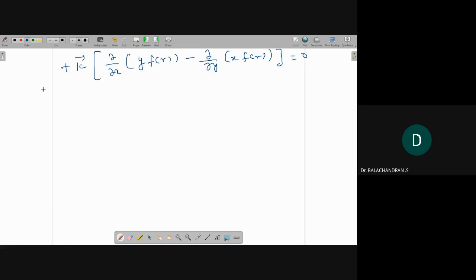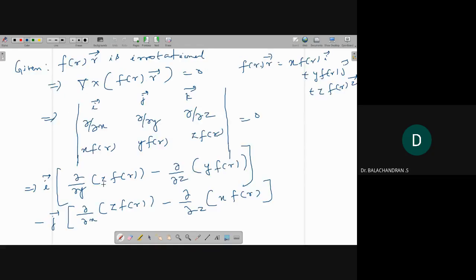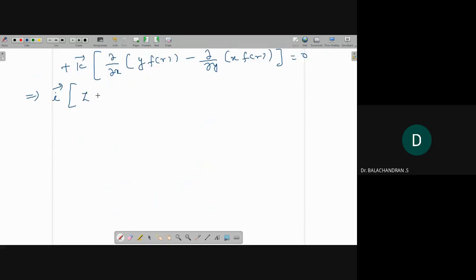Now you should differentiate partially. Okay. So first, I vector into, if you differentiate, this is z, this is y, so you should keep z as a constant. So z into f dash of r into dou r by dou y. So similarly, can anyone tell what is remaining? Can anyone tell? I will write here.